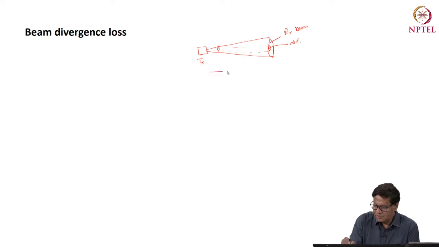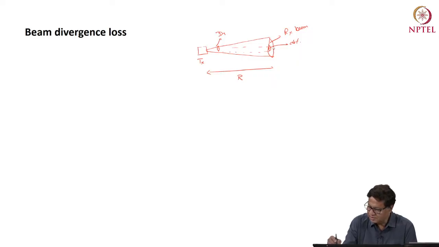And let this distance be R. And this transmit aperture is say dt. This transmit aperture is dt. And here this receive aperture is dr. This distance, this area is dr. Basically between this and this. So this is your dr. And let me draw a middle line as well here.